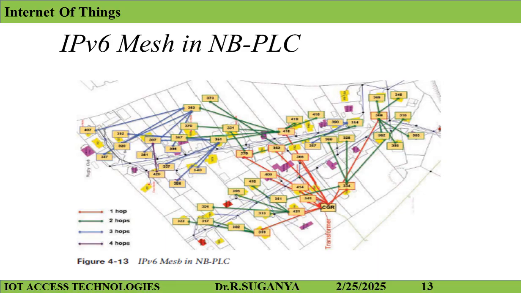IPv6 mesh in NB-PLC. One hop, two hops, three hops, and four hops are available in this particular version. Hops are the nodes along the distance. The number of hops determines how far the signal can reach, and the nodes along the way help it reach the destination. That is a hop.